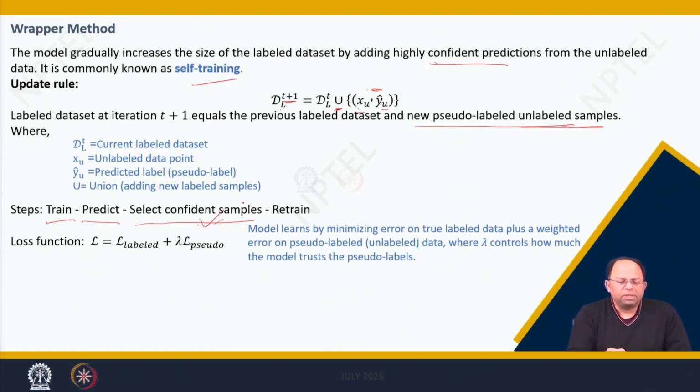Sometimes we keep on retraining till there is convergence, and we use a loss function to determine the convergence, where L equals L_label plus alpha times L_pseudo, for the pseudo labels. What this means is the model learns by minimizing error on true labeled data plus a weighted error on pseudo-labeled data, where alpha controls how much the model trusts the pseudo labels. So that is again a parameter which we can tune.